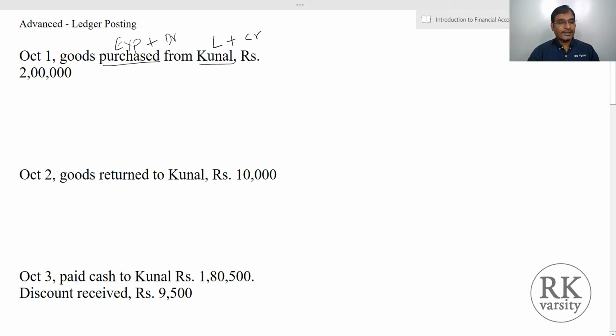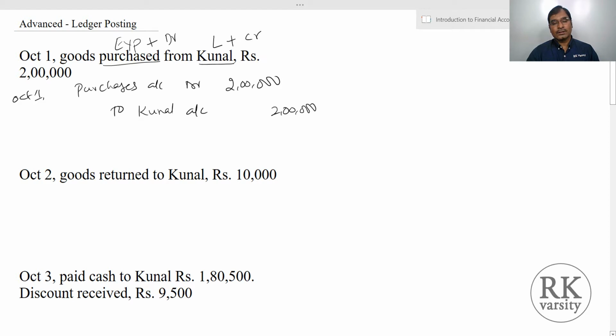So our general transaction on October 1st is: purchases account debit to Kunal account, and the amount is rupees 2 lakhs. So here we have two accounts, one is the purchases account and the second one is the Kunal account. So we create two different ledger books.